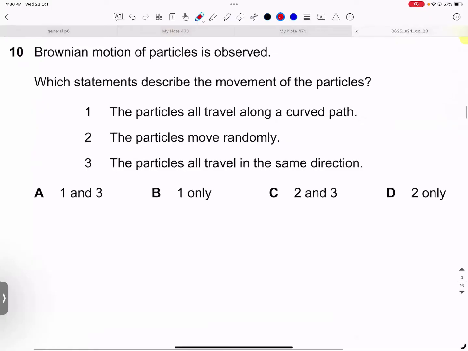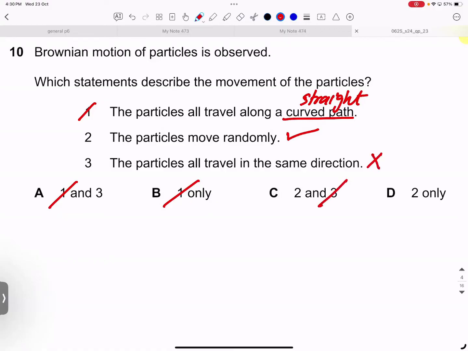Question number 10. Brownian motion of particles is observed. Which statement describes the movement of the particles? 1. Particles all travel along the curved paths. No, their paths are straight until they're hit by something else. 1 is wrong. Anything with 1 you can cross. Particles move randomly is true. The particles all travel in same direction. No, randomly their direction keeps changing. 3 is also wrong. So correct option is only D.